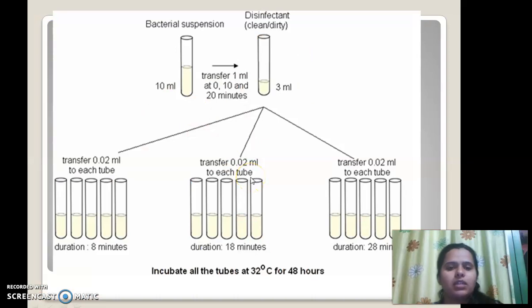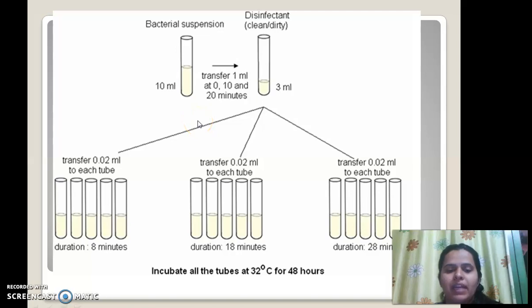Here the diagrammatic representation is given. In the first test tube, we have taken 10 ml of bacterial suspension. From that bacterial suspension, we will transfer 1 ml at 0, 10 and 20 minutes into a disinfectant. So, here 3 different batches are prepared, and every batch contains 5 test tubes. The time limits are different, that is 8 minutes, 18 minutes and 28 minutes. Transfer 0.02 ml to each tube and check the results after the different time intervals. And here you can see the results.